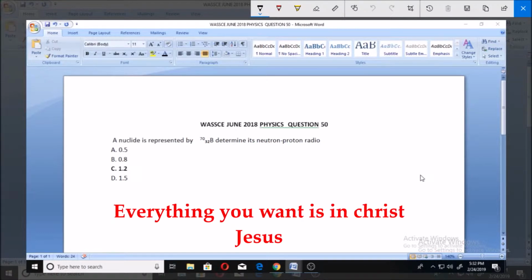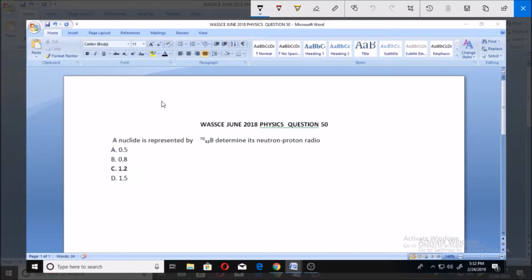Let's look at this WAEC physics 2018 question 50. A nucleus is represented by 70B32. Determine its neutron proton ratio. This is the neutron proton ratio.